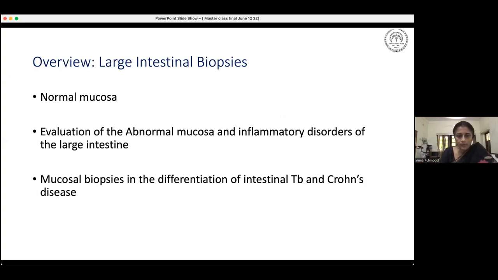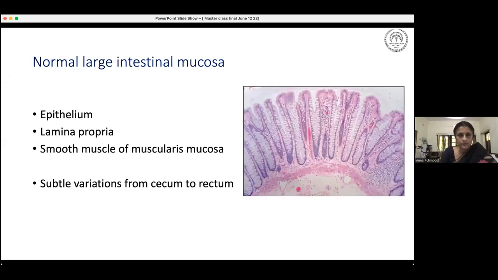So we look at normal mucosa, abnormal mucosa, including IBD, and then mucosal biopsies and the differentiation of TB from Crohn's disease. The normal large intestinal mucosa is made up of epithelium and lamina propria, the connective tissue between the epithelium, and you have a layer of smooth muscle at the bottom, which is the muscularis mucosa. There are subtle variations from the cecum to the rectum, primarily in the kind of inflammatory cells that are seen and in the thickness of the muscularis mucosa.